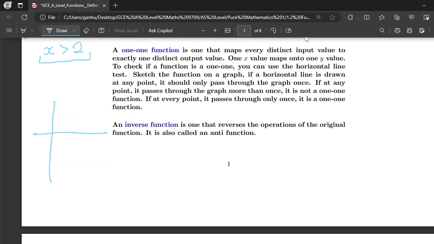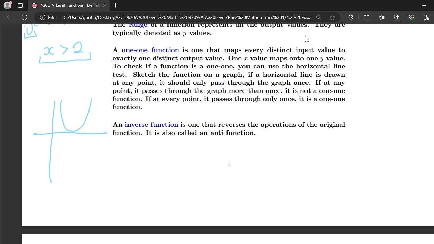For example, if you have this curve here and you use the horizontal line test, if you draw your horizontal lines, you notice that they're intersecting. This is the first point and this is the second point. Since they're intersecting the graph more than once, it means that this function will not be a one-to-one function.